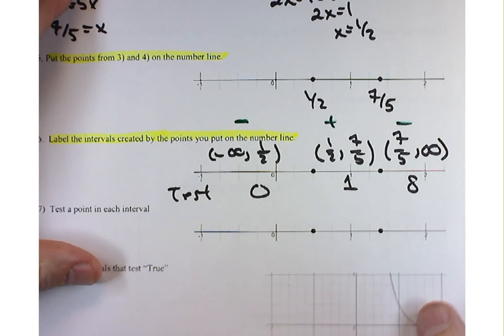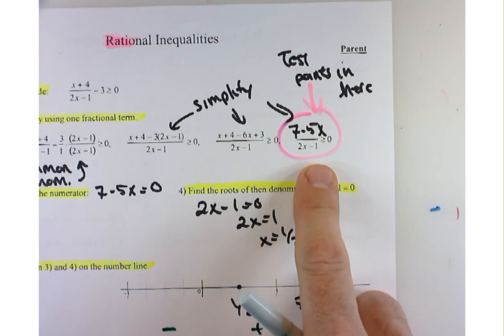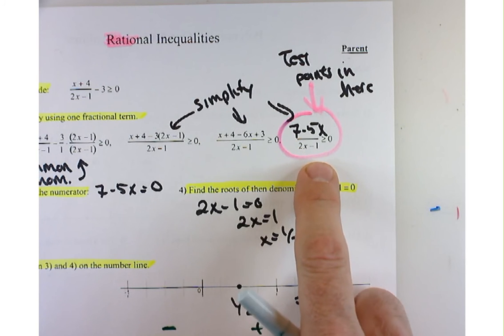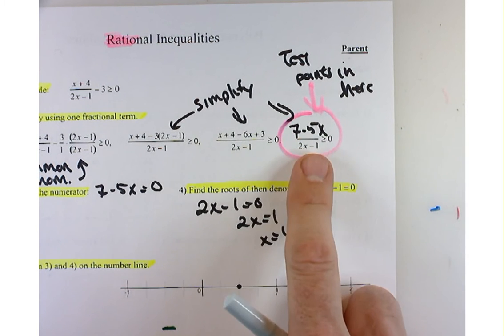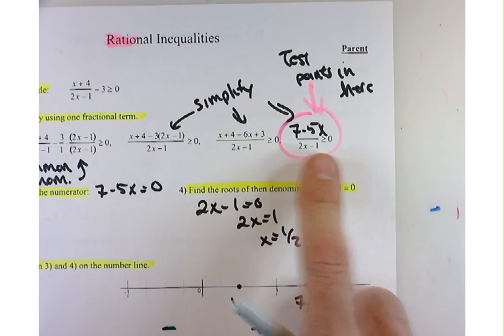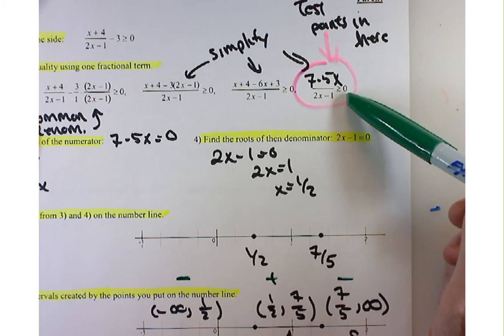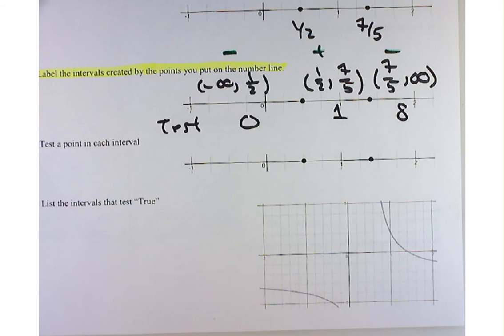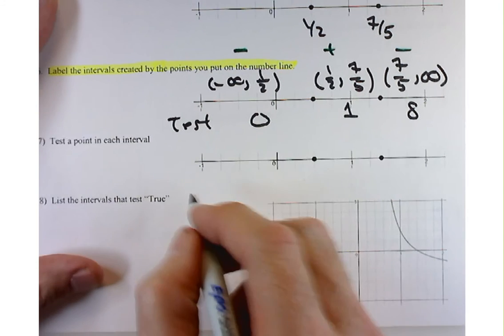Let's go back to this inequality here. Hattie, do I want the positive intervals or the negative interval? You want the positive ones. Yeah, I want the positive one. So that's going to be the 1/2 to 7/5. There's something a little bit different about this one that we didn't have going in our last one.